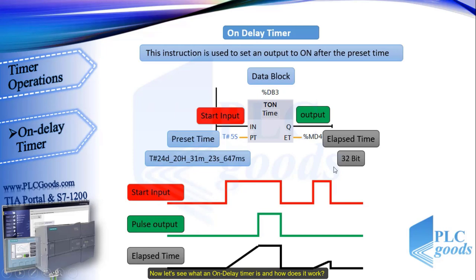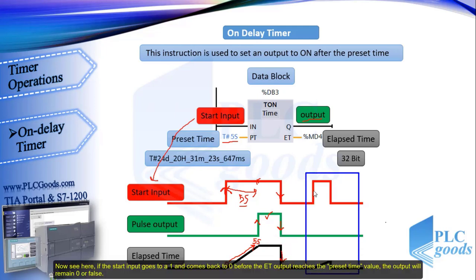Now let's see what an on-delay timer is and how it works. When a RLO changes from a 0 to a 1, this timer starts timing. After elapsed of a preset time value, its output turns on. Here, when the elapsed time at ET output reaches 5 seconds, the output of this timer will be on. If the input signal changes to 0, the output will be off immediately.